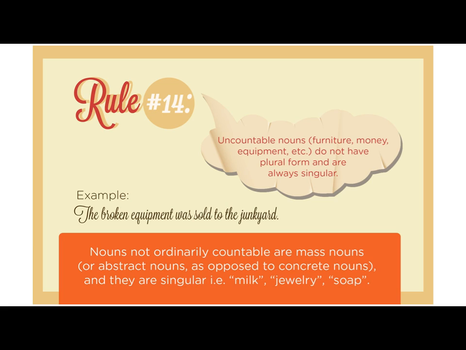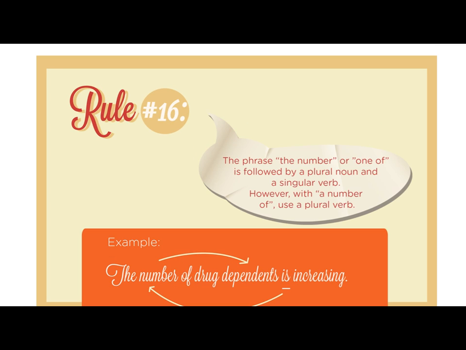Next rule. Uncountable nouns, furniture, money, equipment, etc. do not have plural form and are always singular. For example, the broken equipment was sold to the junkyard. Nouns not ordinarily countable are mass nouns or abstract nouns as opposed to concrete nouns, as they are singular, that is milk, jewelry, soap, etc.